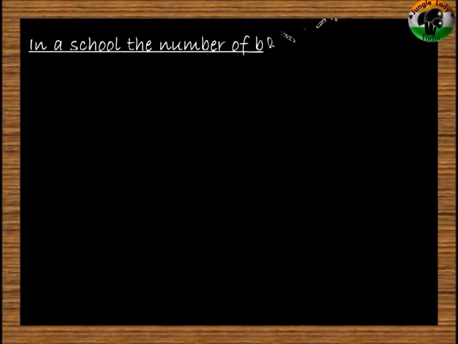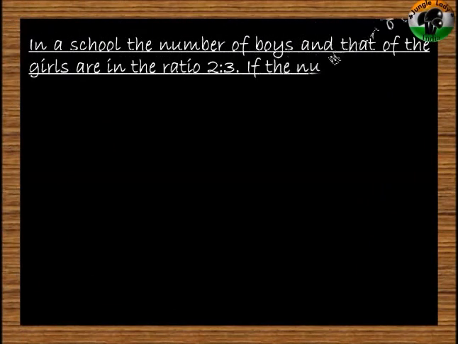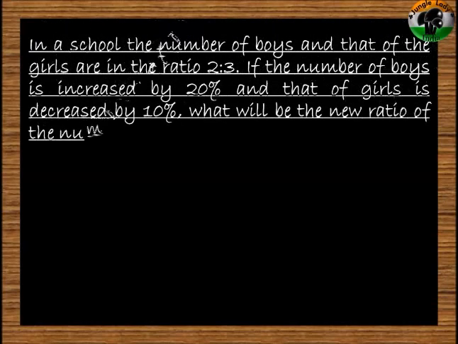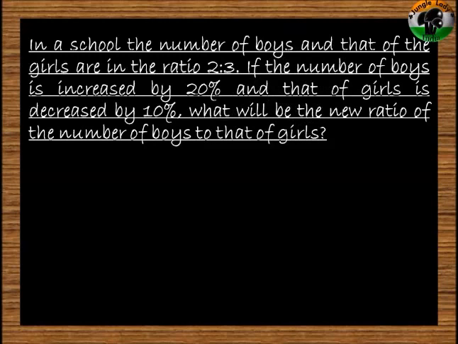Let us read the question. In a school, the number of boys to that of girls is given by 2:3. The number of boys is increased by 20% and that of girls is decreased by 10%, and we are asked to find the new ratio. So writing down the given details, boys to girls is given by the ratio 2:3, and the number of boys is increased by 20% and that of girls is decreased by 10%.